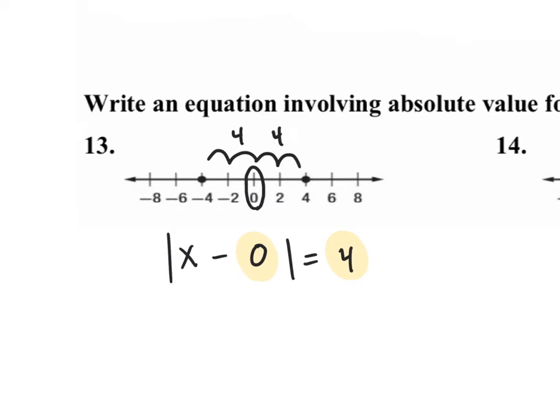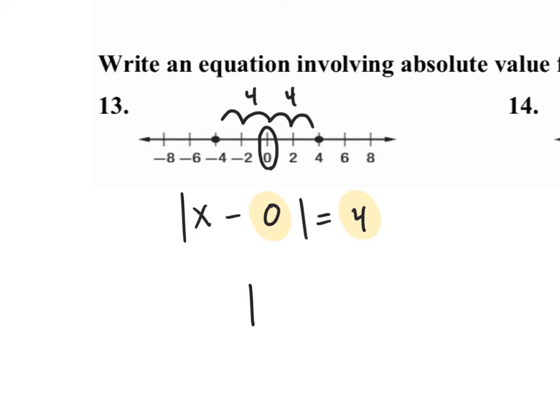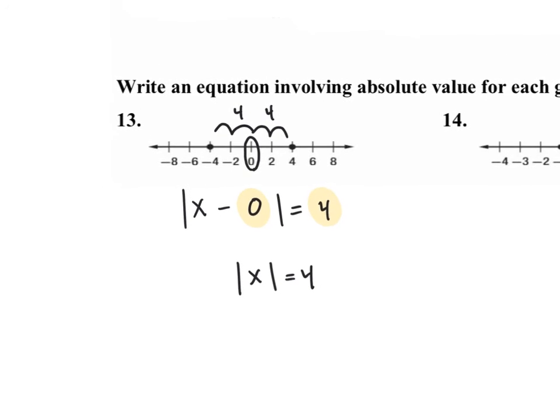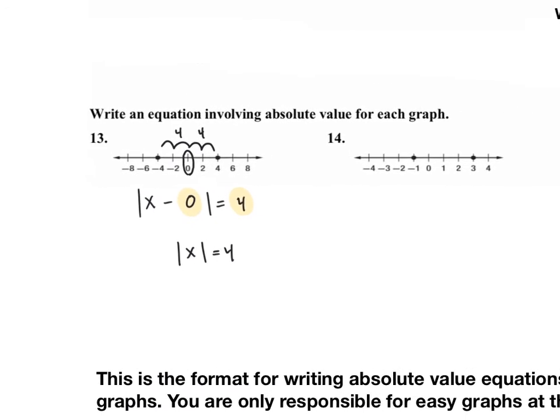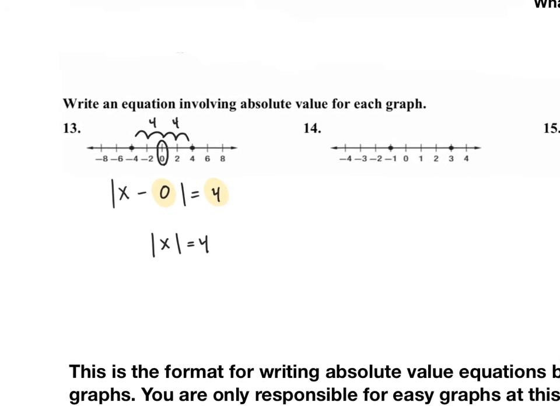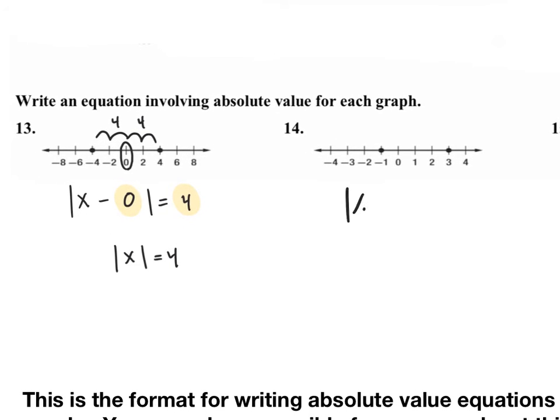So this is 4. So that number line graph could be modeled by the absolute value of x is equal to 4, which is really saying plot 2 points that are 4 spaces away from a center point of 0. And all of these can be written by using that generic formula and then filling in your 2 values.